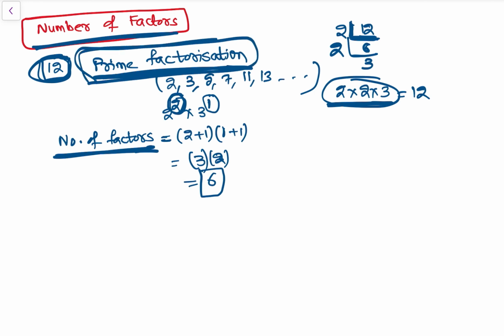So now let's see for the number 24. What is the number of factors for 24? Number of factors. Okay.